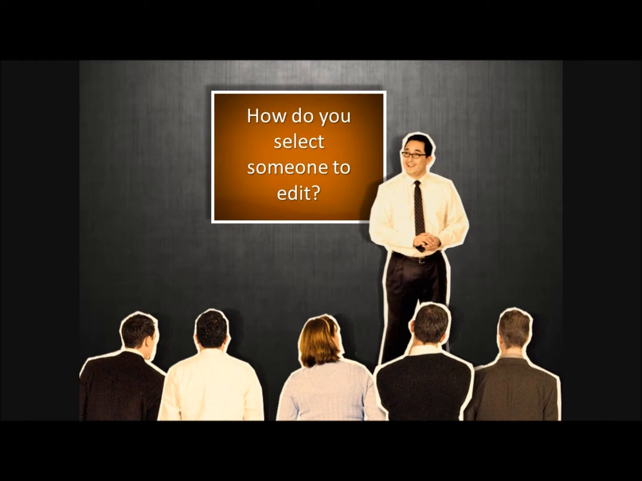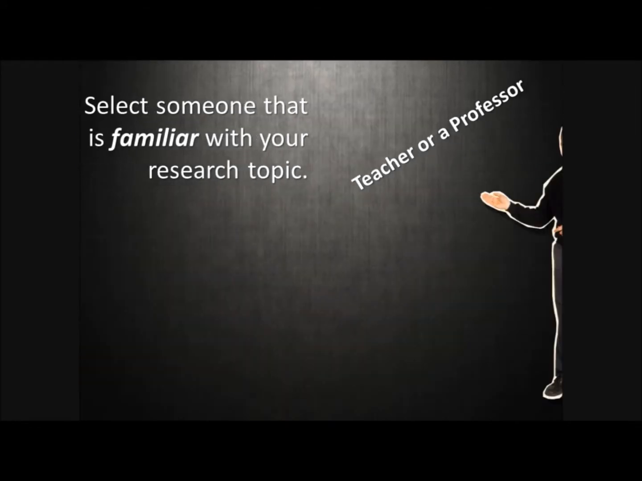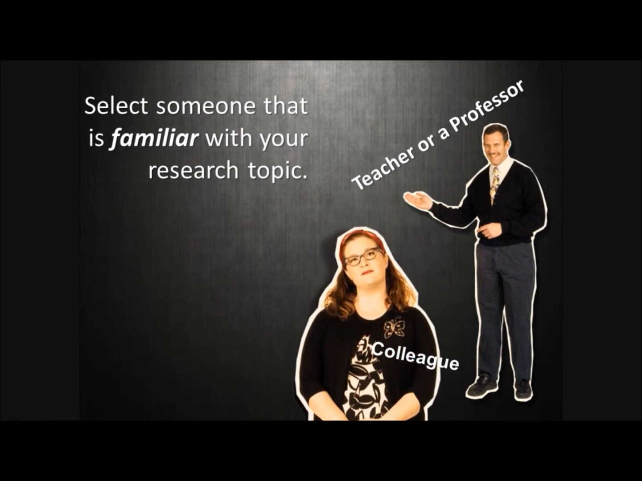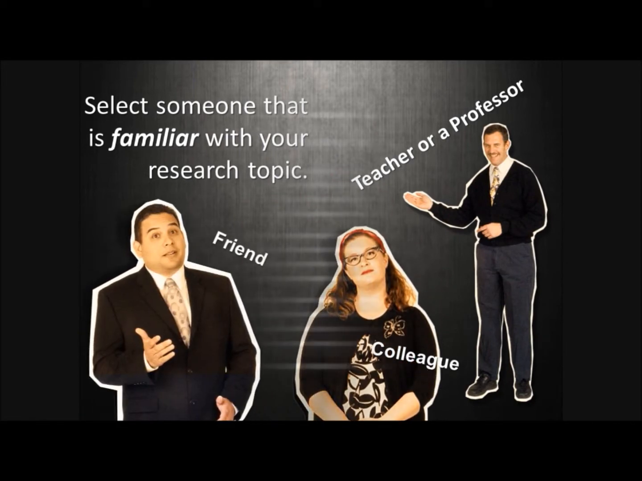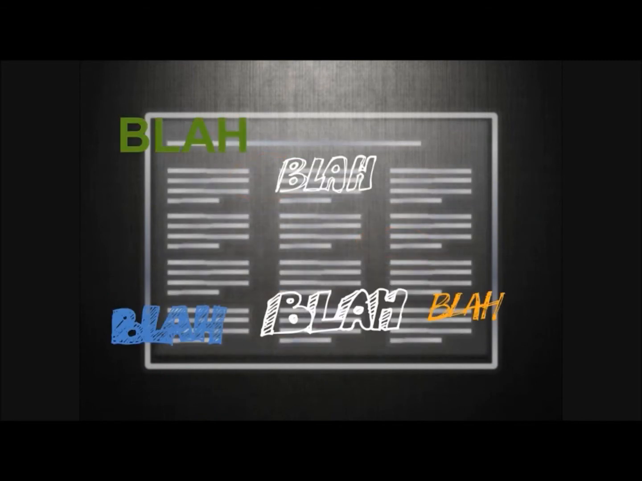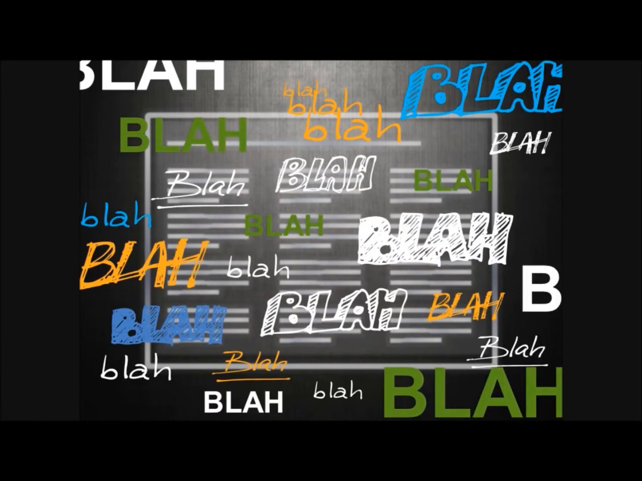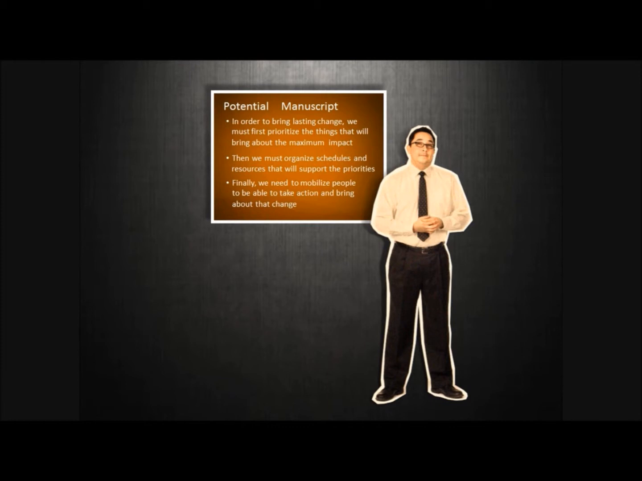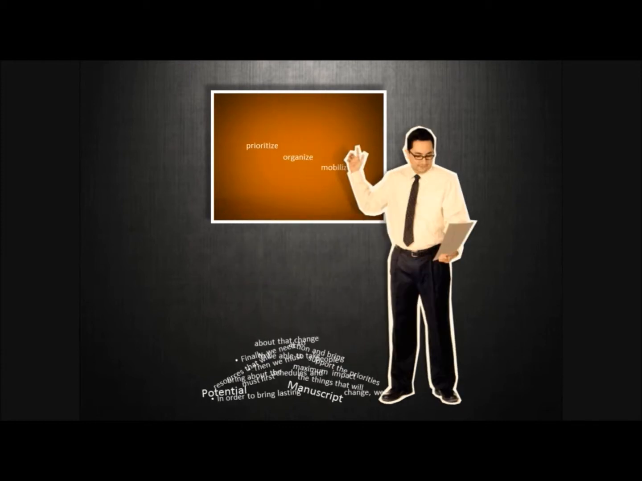I highly recommend that you give a thorough edit and proofreading to the document that you're about to submit to a research journal. How do you find someone to review your manuscript? Select someone who is familiar with your research topic, a friend, a colleague, a teacher, or a professor. Take a look at your manuscript. What can you revise or condense? Should anything be edited out? What extra steps can you take to ensure that your manuscript is ready for an informal peer review?